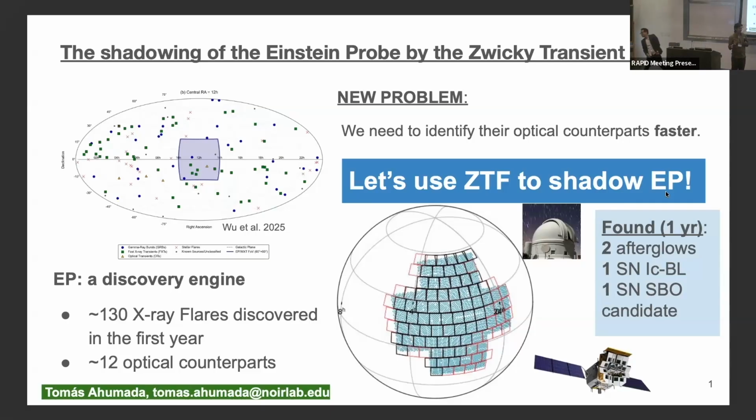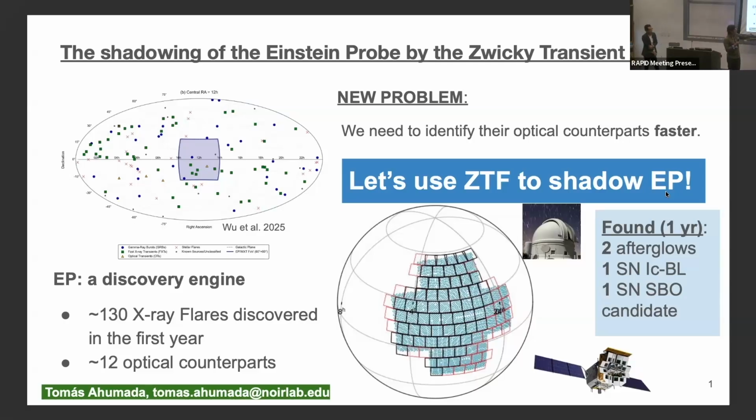So basically, the main issue is that Einstein Probe has been revolutionary, detecting a bunch of X-ray flares. In the first year, it detected around 130 of them, but only 10% of them have optical counterparts. So we're trying to address this problem, trying to identify these optical counterparts a little bit faster. For that, we're using the Zwicky Transient Facility.